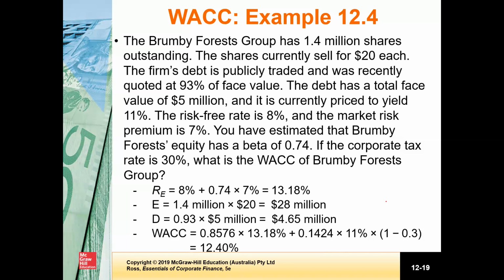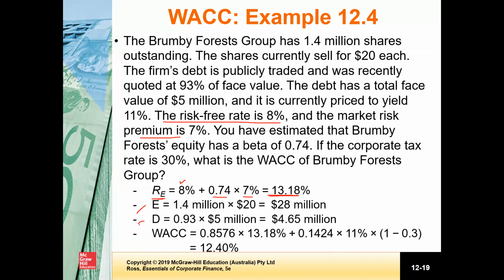So first of all, let's calculate cost of equity. In this case, cost of equity has been calculated using the SML equation. We have learned previously how the SML equation is used to calculate cost of equity. So you have the risk-free rate, which is 8%. Then you have the risk premium, which is 7%, and the risk premium is multiplied by the beta. Beta is 0.74, so cost of equity is 13.18%.